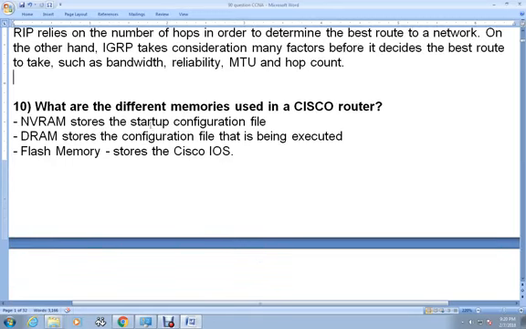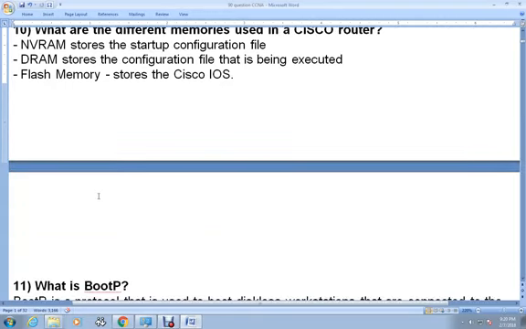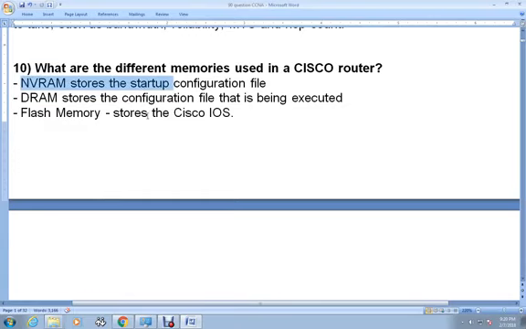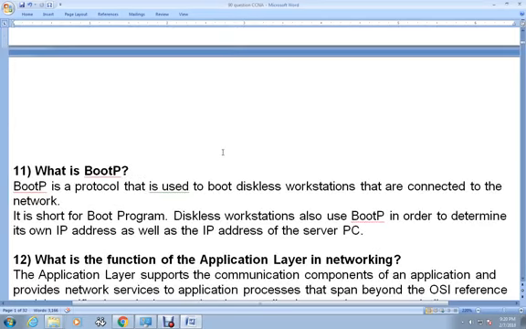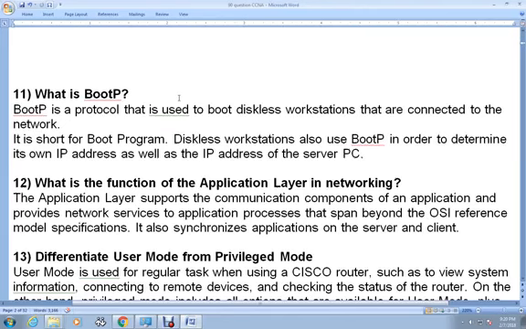Guys, next question: what are the different memories used in Cisco routers? Basically we have three. First one is NVRAM, which stores the startup configuration. Second one is DRAM, which stores the configuration file that is being executed, and third one is flash memory, which stores Cisco IOS.